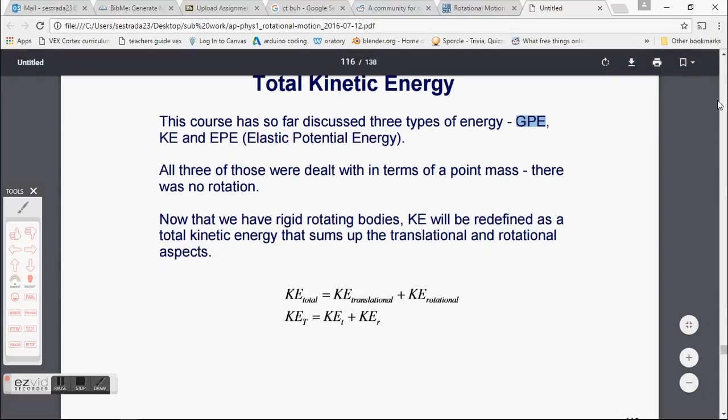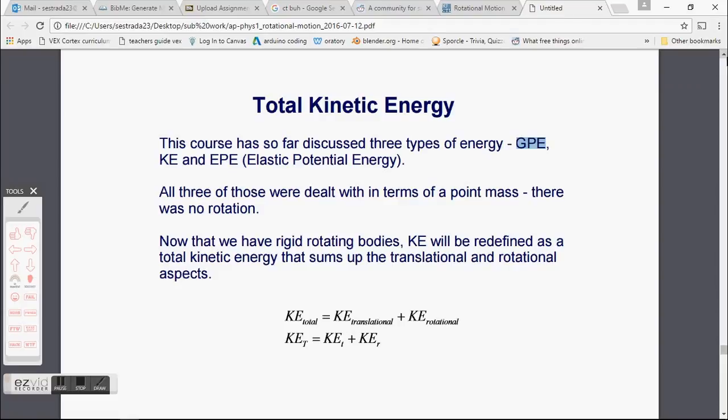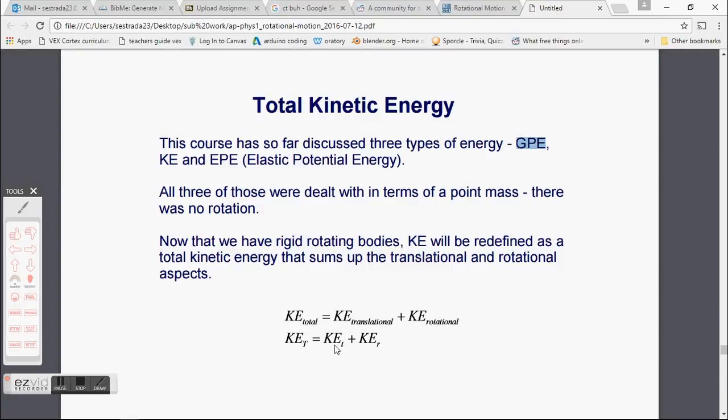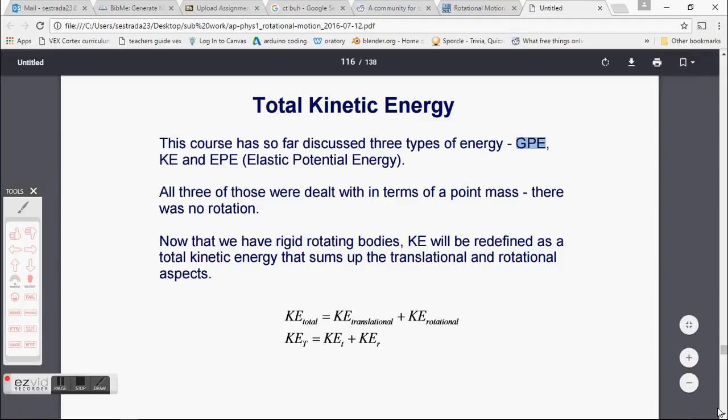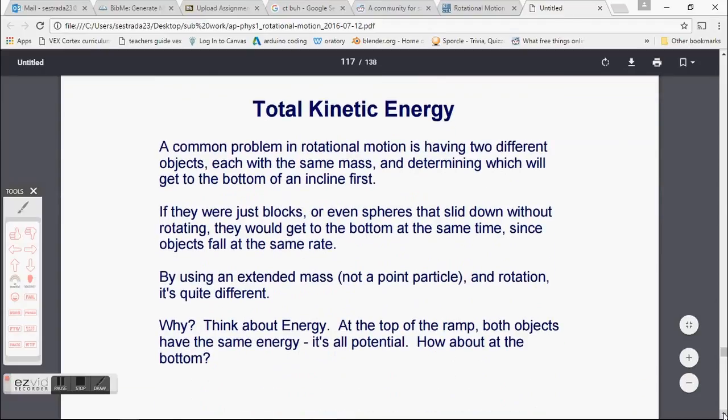So a big idea that I want you guys to take from kinetic energy and rotational is that an object's total kinetic energy is made up of its translational and its rotational kinetic energy. If you look down here at the bottom, we see that total kinetic energy is made up of translational and rotational. So 1/2 mv squared plus 1/2 I omega squared equals an object's total kinetic energy. And we're going to look at an example right now.